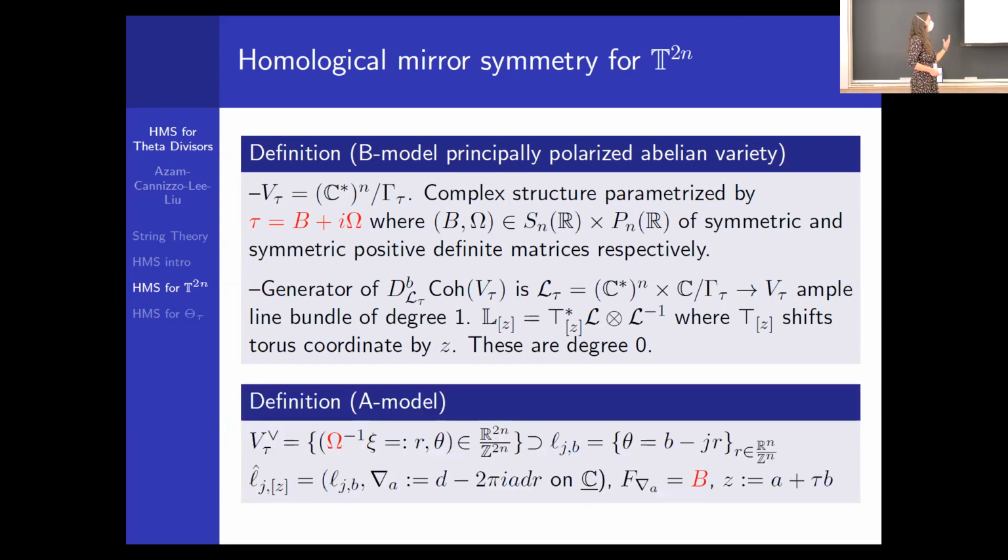So what's happening on the A model on the symplectic side? On the complex side, there's this B and omega that's parameterizing the complex structure. On the symplectic side, we also have a B and an omega that's parameterizing the symplectic structure. So this is the same, the slope J Lagrangians. It's just an analog of that.